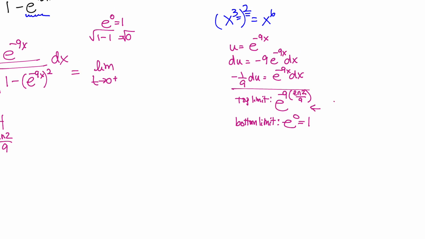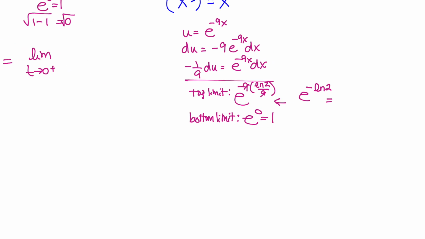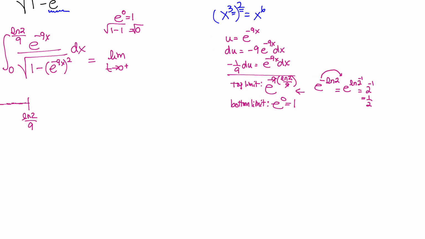This looks kind of messy, but not really, because the 9's cancel, which leaves me with e to the minus natural log of 2. And I know there's a logarithm rule that allows you to take that negative and move it up as an exponent. And I know that e and ln are inverse functions, and therefore my top limit is actually just 1/2.